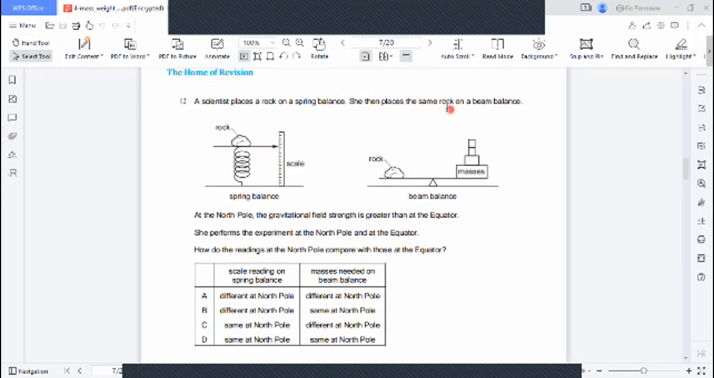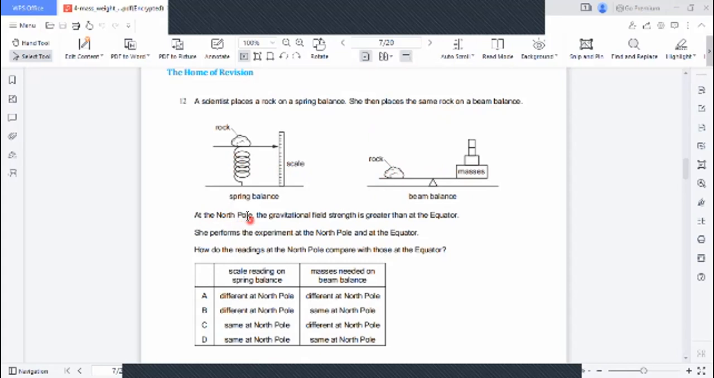She then places the same rock on a beam balance. Here is a beam balance, which actually measures the mass of this rock. Like the spring, which is used in Newton meters, it is used to measure the weight of the object.